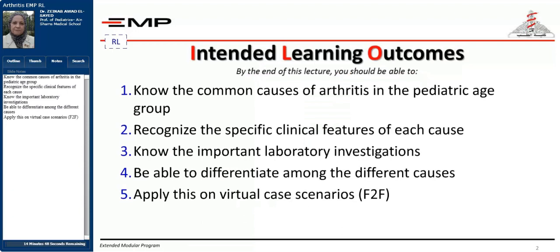This lecture is intended to let you know the common causes of arthritis in the pediatric age group and the specific clinical features of each of these causes. You will also know the important laboratory investigations that will help you differentiate among the different causes.